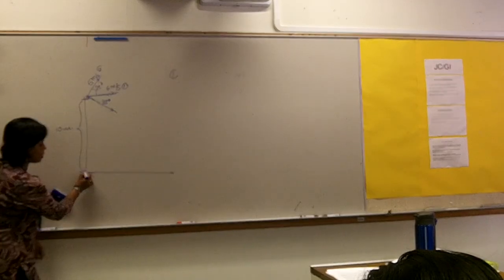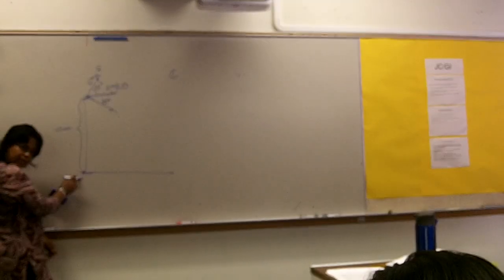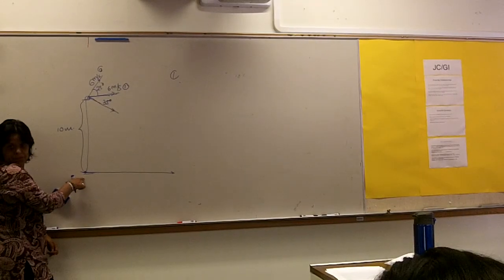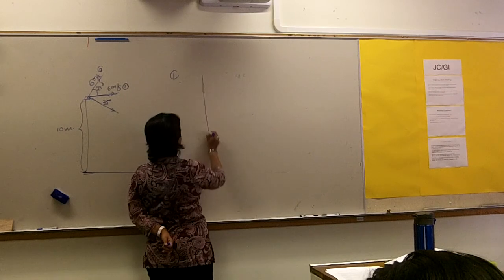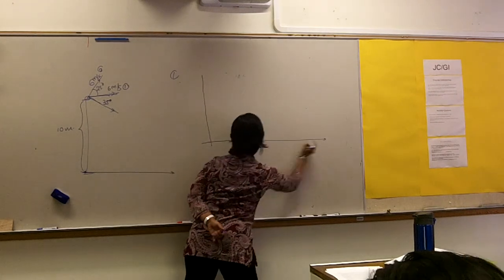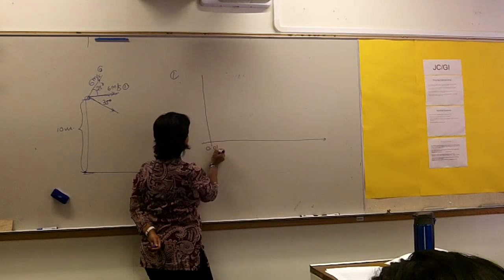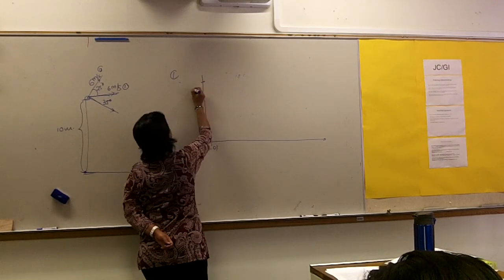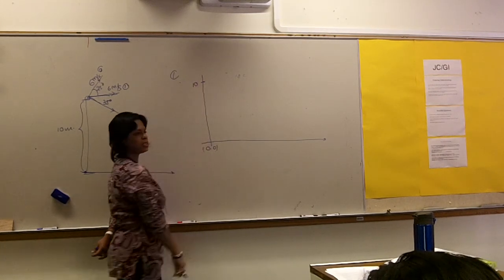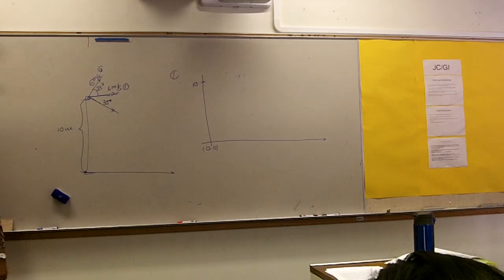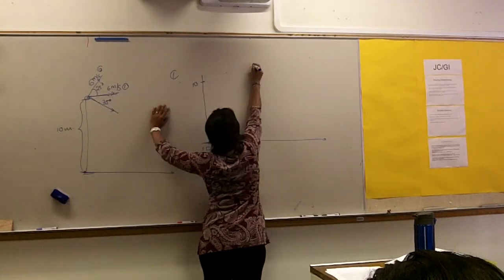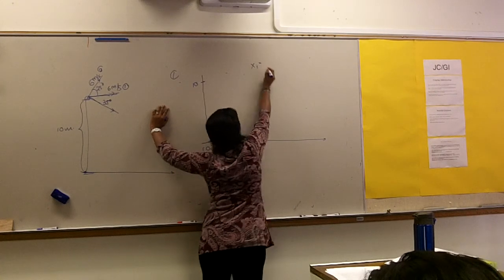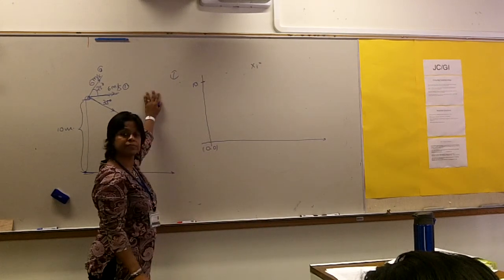I'm going to use 0, 0 at the ground. The first one: this is where you are standing. Initial position is 10 meters. So xi is equal to what?